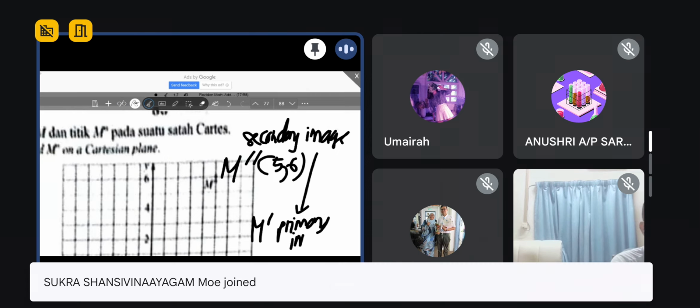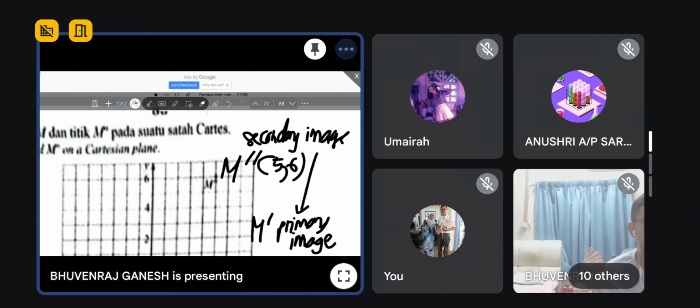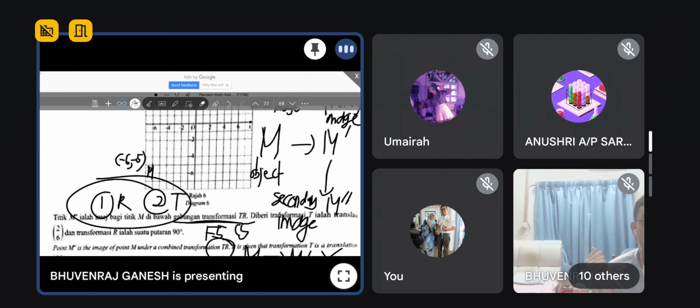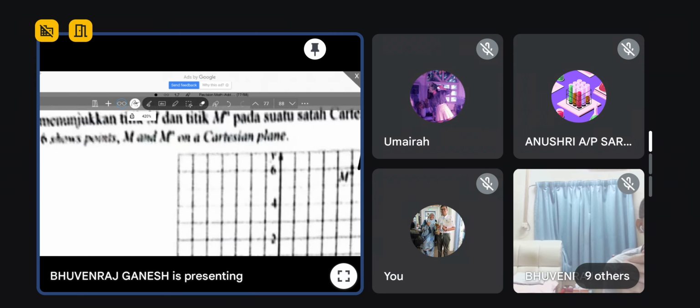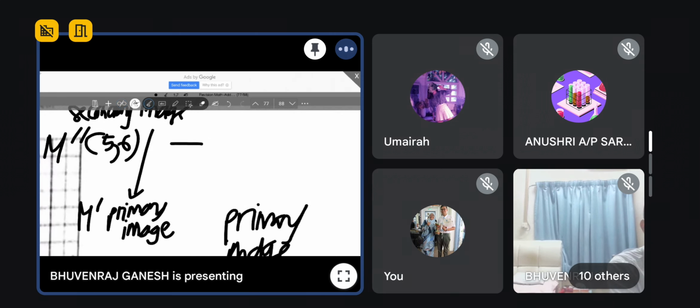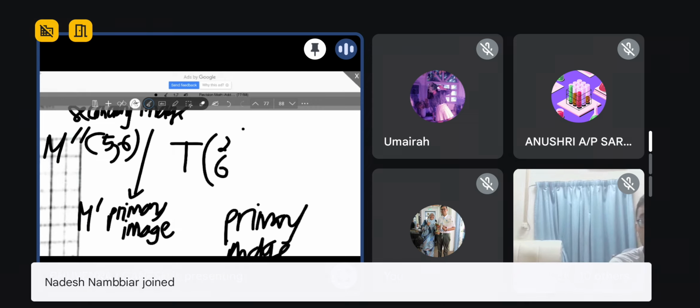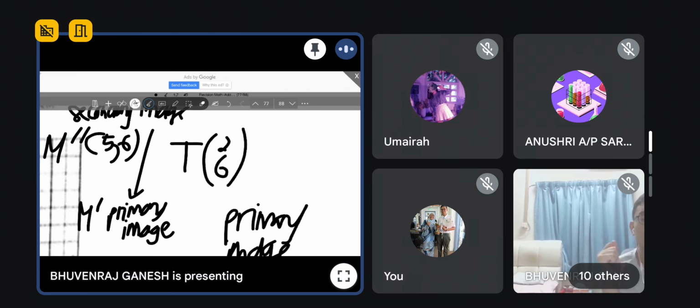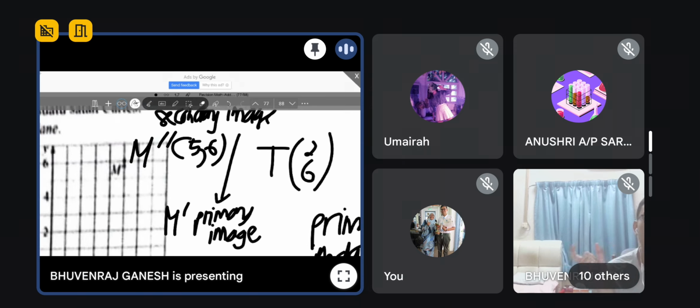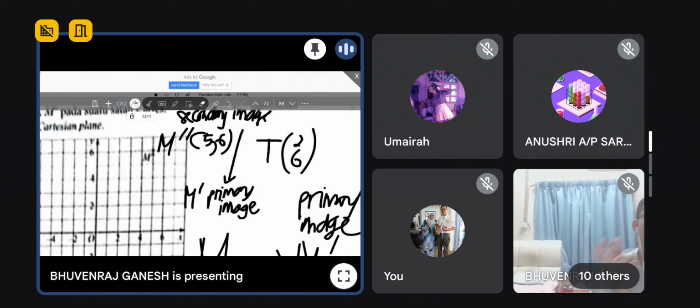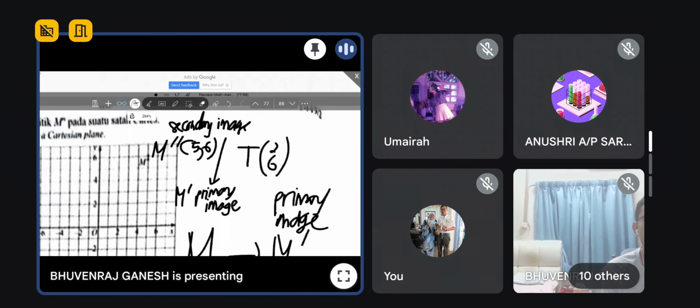Okay, so if you want to get primary image, try to think and see guys. Translation over here is 2,6, transformation T. Okay, so transformation T, kita ada 2,6. If R has center of rotation, then can do both? Yes. If R, they give you the center of rotation, then you can do that one directly. You can use M to M prime. Direct do the rotation and get the coordinate. Okay, but in this case, we don't have the center of rotation, so cannot.